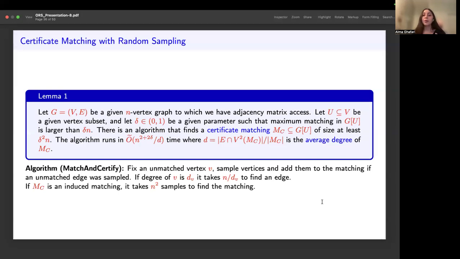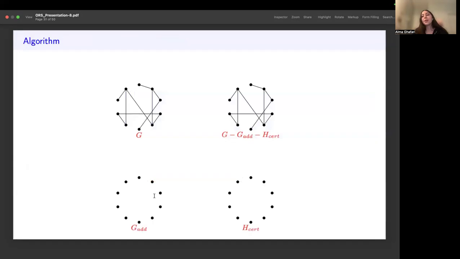This means that we aim to charge examples that contain an induced matching to the ORS graph. This will be our hope to get a running time based on the density of this type of graph. So let's take a look at what our algorithm does.